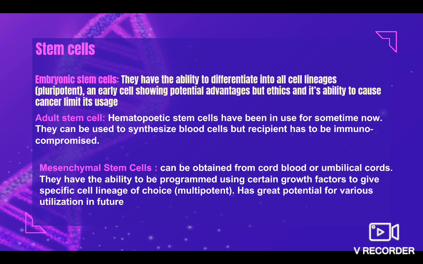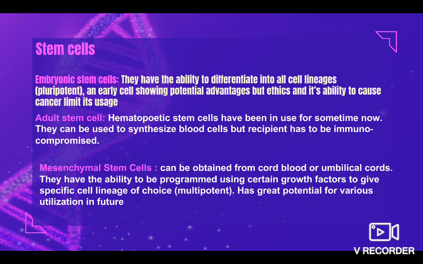Finally, stem cells. There are three types of stem cells: embryonic stem cells, adult stem cells, and mesenchymal stem cells. Embryonic stem cells have the ability to differentiate into all cells, early showing potential advantage, but ethics and their ability to cause cancer limit their usage.